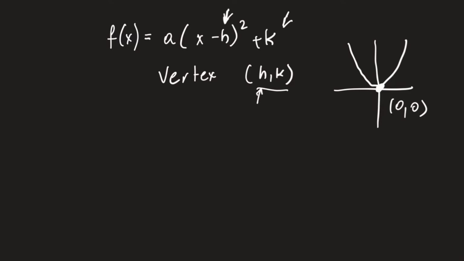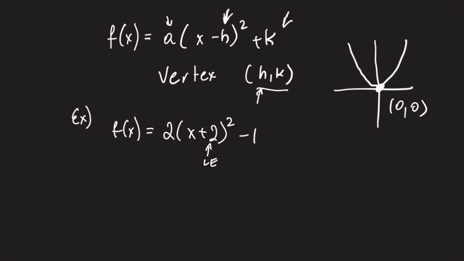The h, or the x-coordinate of the vertex, is also the axis of symmetry, and a also tells you whether the function opens up or opens down. For example, let's take a look at the function f of x is equal to 2(x plus 2) squared minus 1. Just by looking at this, we can tell that this function is moved left by 2 units, down by 1 unit. The larger the number, the more it shrinks.